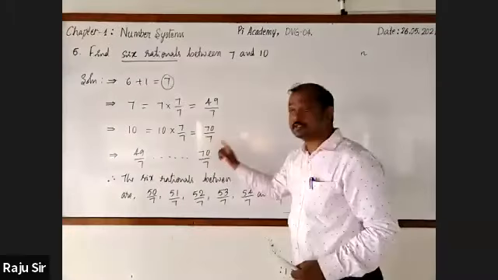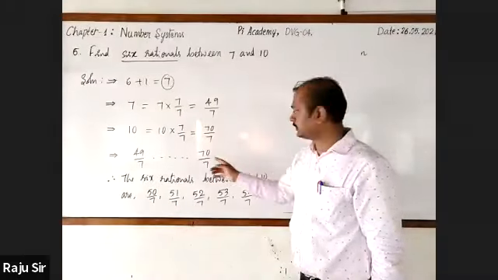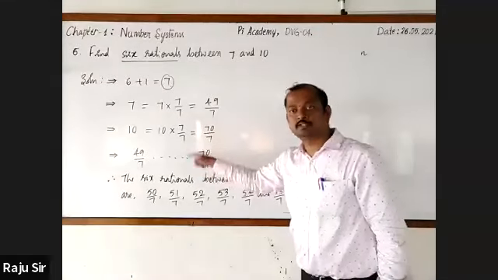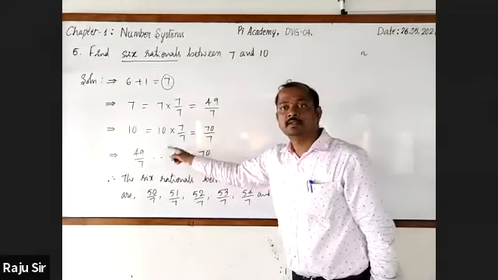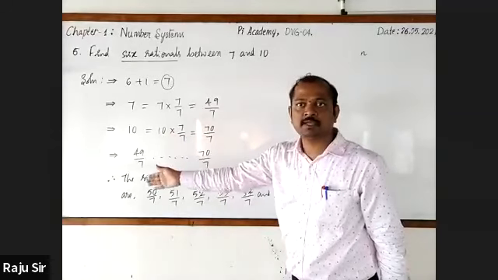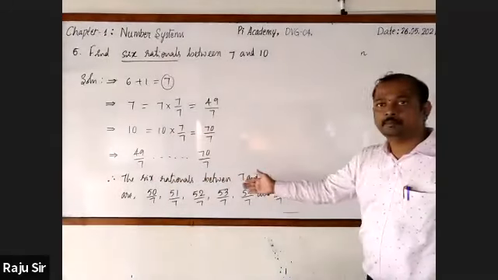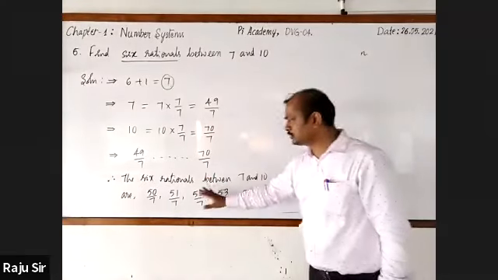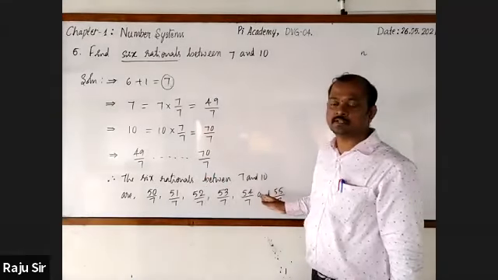Sir, we can write 71 by 7 also, no, sir? No, you may not write 71 by 7. You may write 69 by 7, even 68 by 7, 67 by 7, 66 by 7, and many are there. Just you have to choose only 6 rationals.